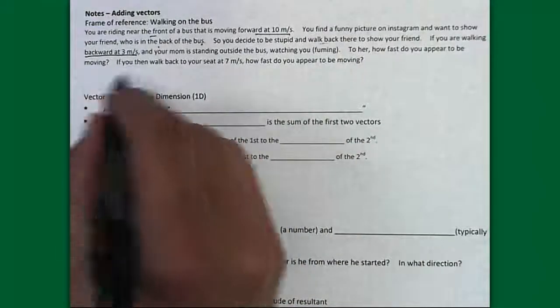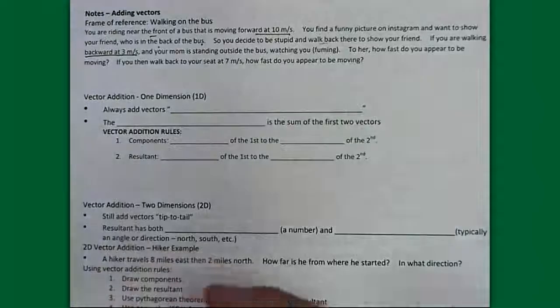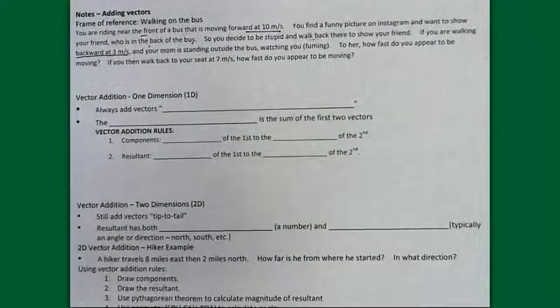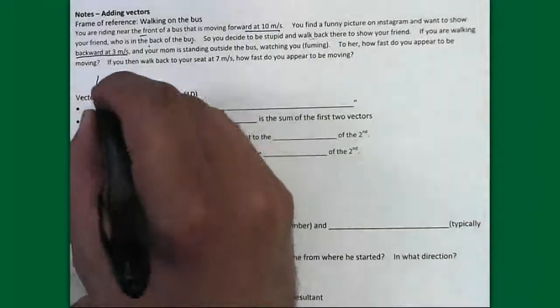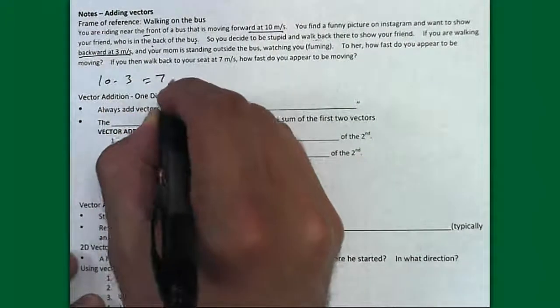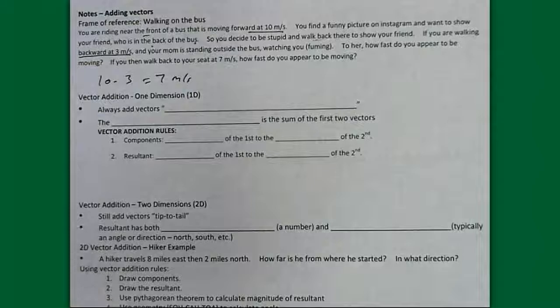Okay, so if the bus is moving forward at 10 meters per second, you're moving backward at 3 meters per second. It may be intuitive to you that you would subtract 10 minus 3 and you would get 7 meters per second. And you would in fact be right, that to your mom standing outside, to some casual observer standing still, you would be moving 7 meters per second because your 3 meters per second is moving against the bus's speed.